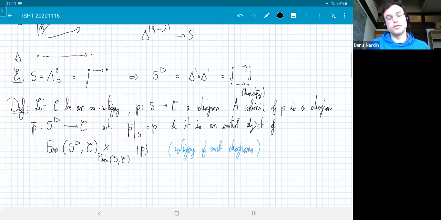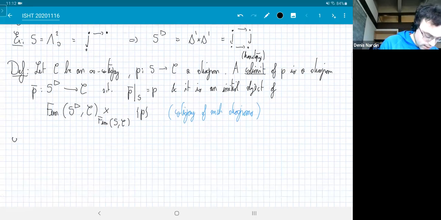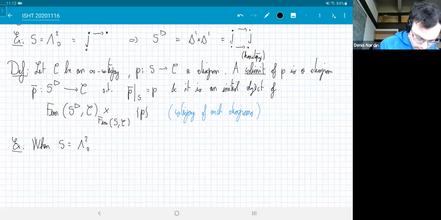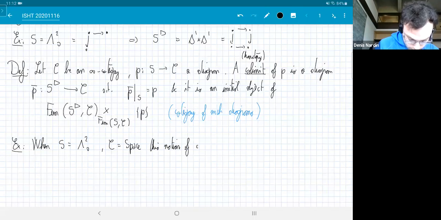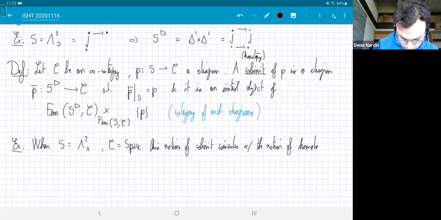For example, if you take S a discrete set, then the colimit is called a coproduct. And if you take S, this lambda 2, 0 that I wrote before, it's going to be called a pushout or homotopy pushout, et cetera. I'm going to put it as an exercise, though it's a bit hard: when S is lambda 2, 0 and C is spaces, this notion of colimit coincides with the notion of homotopy pushout we have seen last semester.